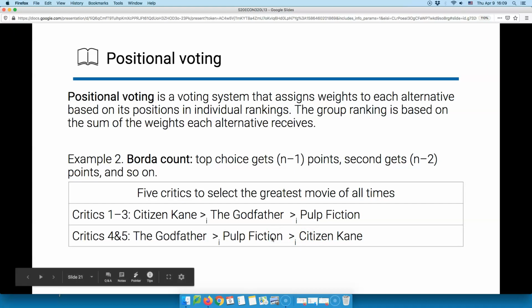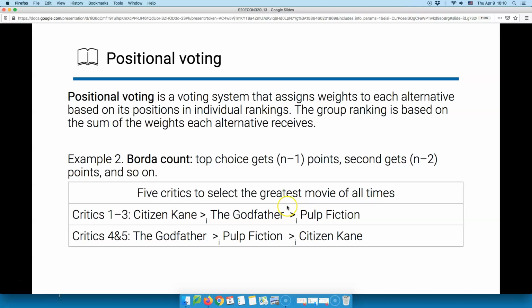Well, for every first pick, a movie should get 2 points from a critic because we have a total of 3 alternatives, so n minus 1 is going to be 2. So every time Citizen Kane goes first, that movie gets 2 points. And Godfather gets 1 point, and Pulp Fiction goes with 0. So every first alternative gets 2, the second alternative gets 1, the third alternative gets 0.